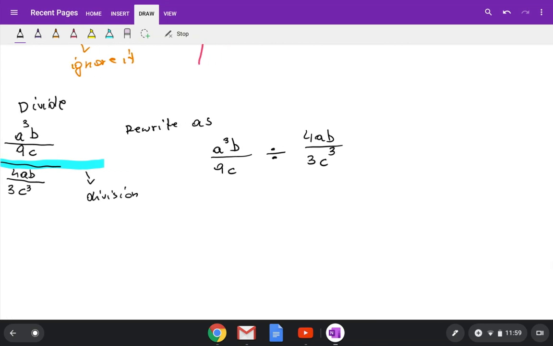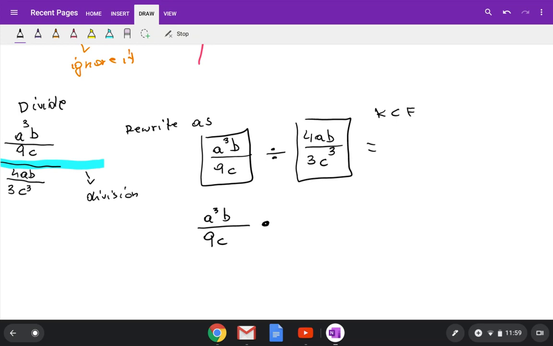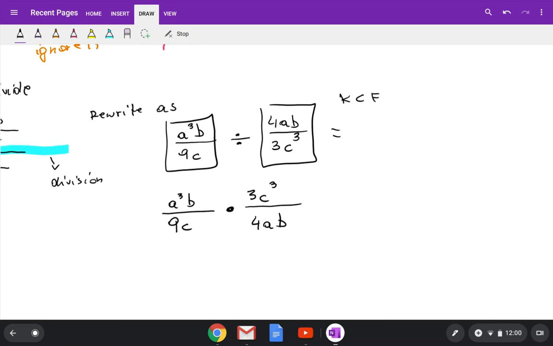Now what we're going to do: keep, change, flip. We're going to keep the first fraction, so we keep a to the third power b over 9c. Change, we're going to change that division to multiplication. Flip, we're going to flip the second fraction, so 3c to the third power goes on the top, 4ab goes on the bottom. Now you just have multiplication, so we follow the rules of multiplication.